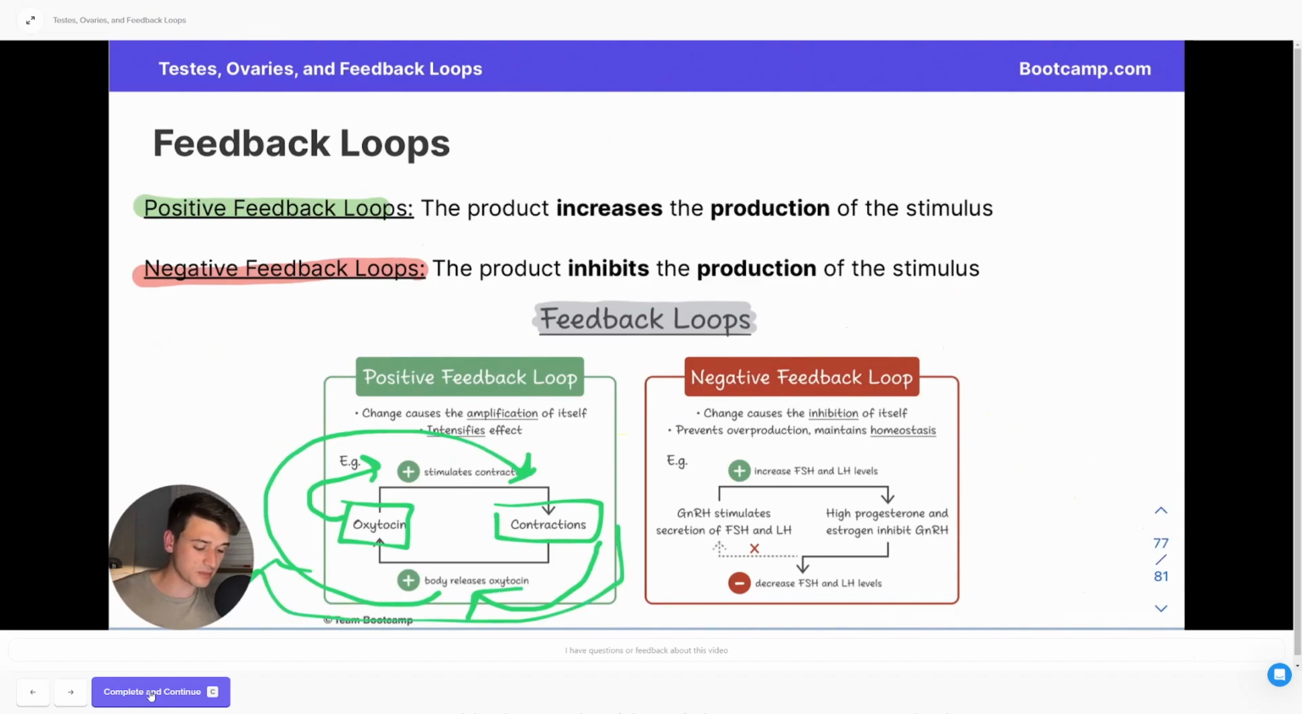For our negative feedback loop example, we're going to talk about FSH and LH and their relationship with progesterone and estrogen in the ovaries. So as we know, an increase in follicle-stimulating hormone and luteinizing hormone is going to give us progesterone and estrogen by a couple of different means.